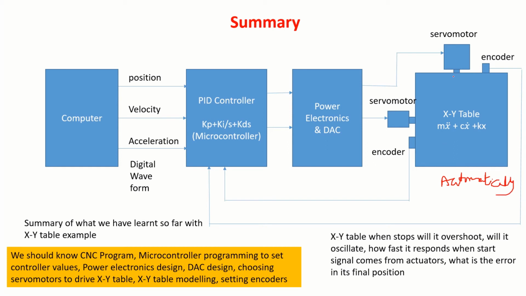One part is, first of all, I have taught you how to model this XY table. That is m x double dot plus c x dot plus k x, where m becomes the mass of the complete XY table, c becomes damping, and k becomes its stiffness.